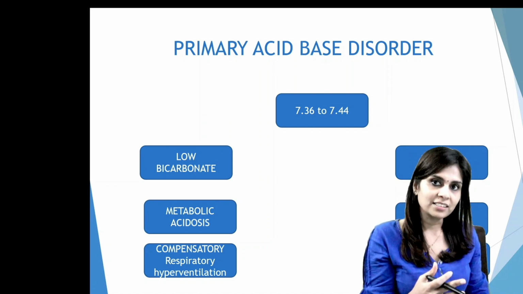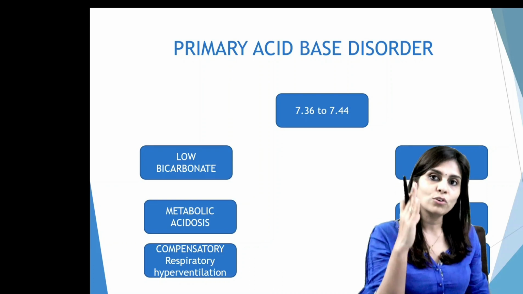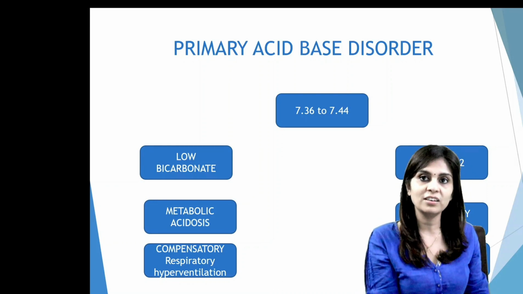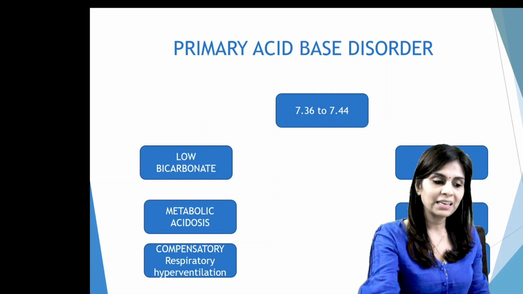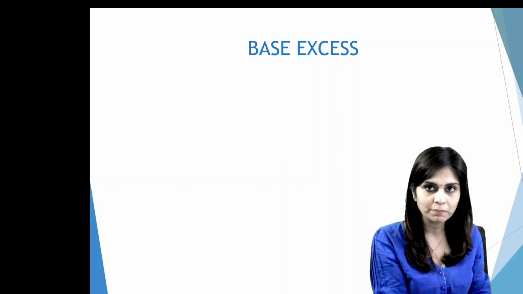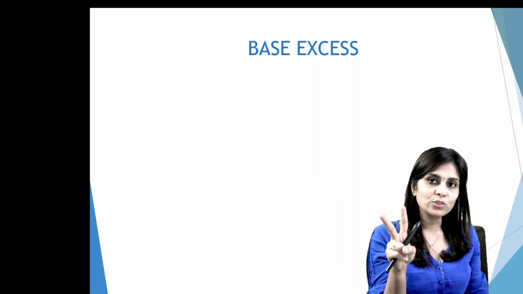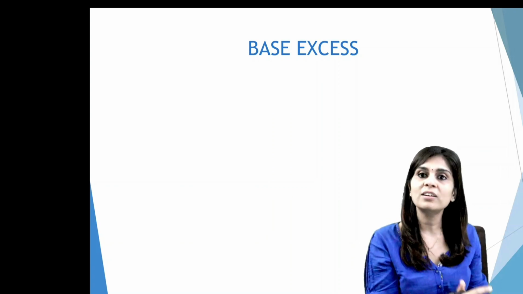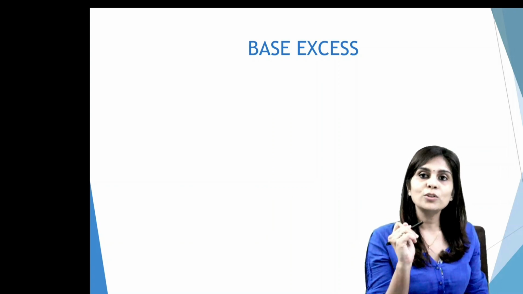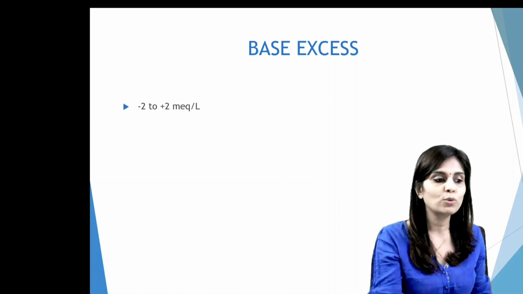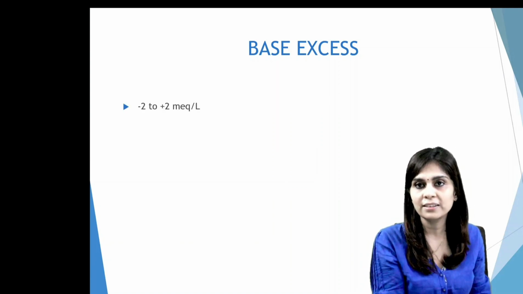In that case, in conditions of normal pH, when you're not able to identify the primary acid-base disorder, you will have to look at base excess, which is always provided in blood gas analysis reports. There are two values, one is base excess, the other is base excess ECF. I'll first tell you what base excess is, and first the normal value for base excess. It is -2 to +2 millimoles per liter or milliequivalents per liter.